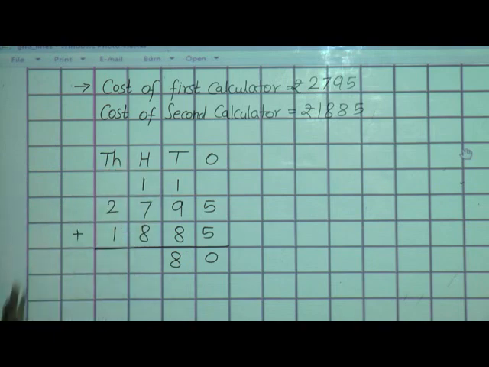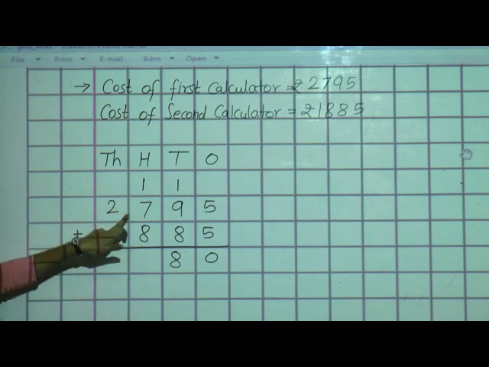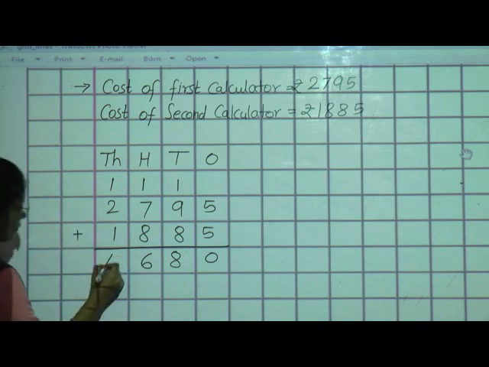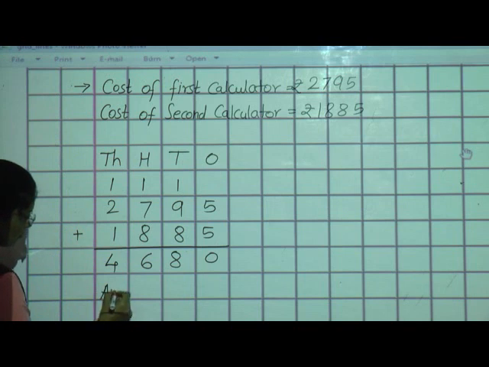Now see the hundreds place column. 1 plus 7, 8. 8 plus 8, 16. So here 6 will come and 1 as a carry to the next place, that is the thousands place. Now see the thousands place column. 1 plus 2, 3. 3 plus 1, 4. So what will be the answer? 4680. This is the addition.